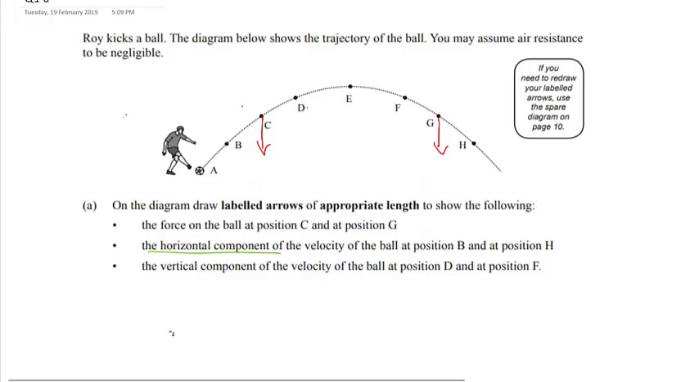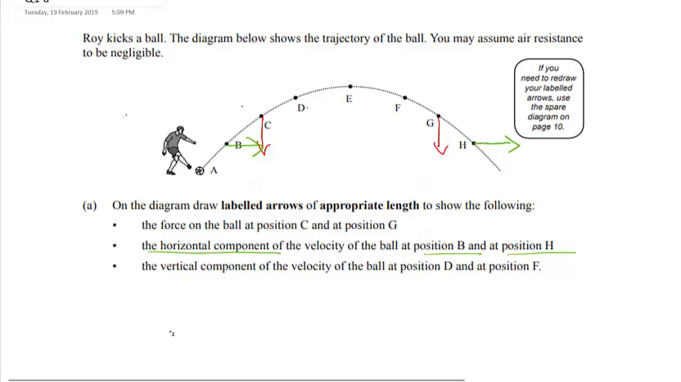The horizontal component of the velocity at B and H. That also stays the same, and it stays the same because there's no drag or air resistance, so it's in that direction. It's not a great drawing, but those arrows should be the same size. And then we're looking at the vertical velocity at D and F, and notice they're on either side.